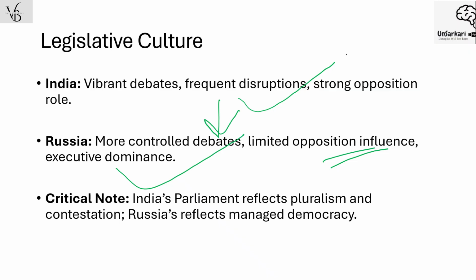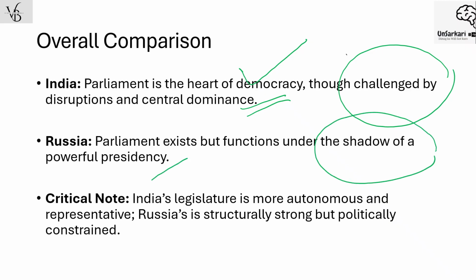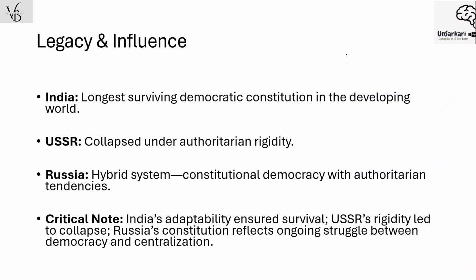That means India's parliament reflects pluralism and contestation. Russia's reflects managed democracy. Overall, we can say parliament is at the heart of democracy in India. It is challenged by disruption, central dominance, and bitterness between the opposition and the party in power. And in Russia, parliament exists but its functions are under the shadow of a powerful presidency. That also means India's legislature is more autonomous and representative, whereas Russia is structurally strong but politically constrained.